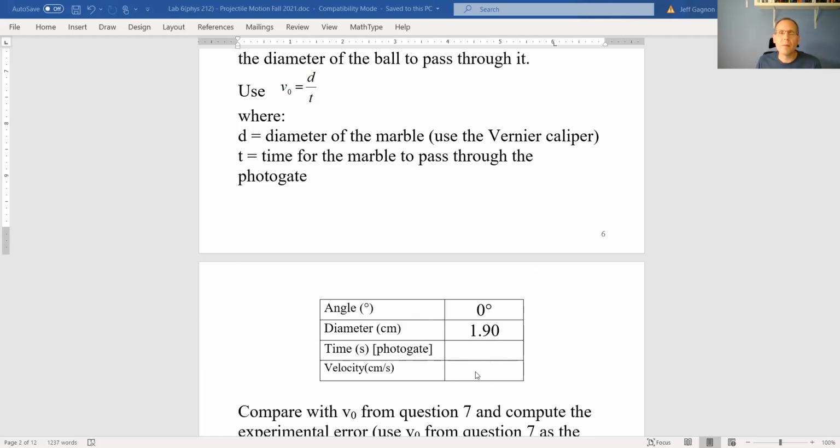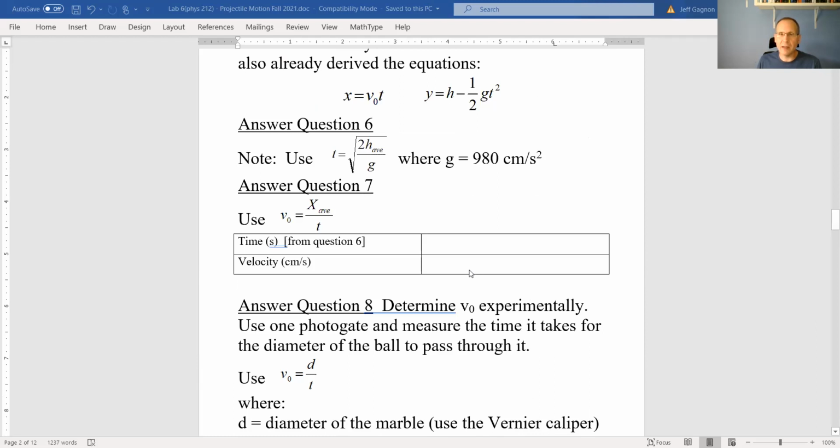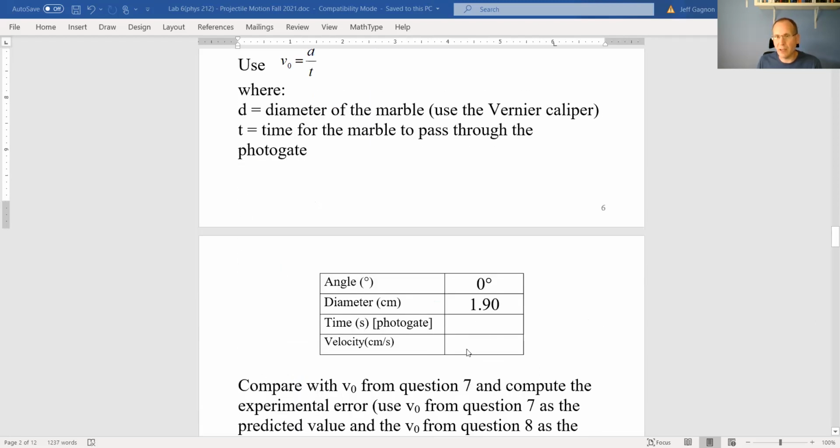Okay. This we're going to consider to be our experimental velocity. So the velocity from question 7 is your accepted or predicted velocity. The velocity from question 8 is your experimental velocity. It's kind of arbitrary, but we're going to use those two terms. And hopefully they're fairly close.